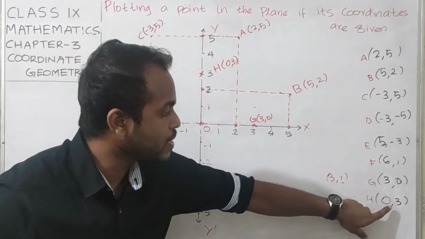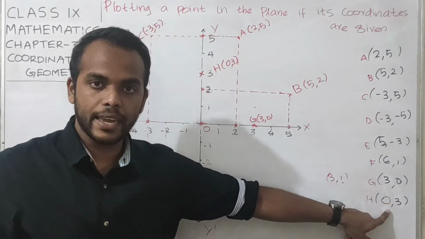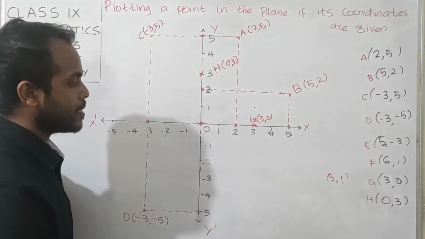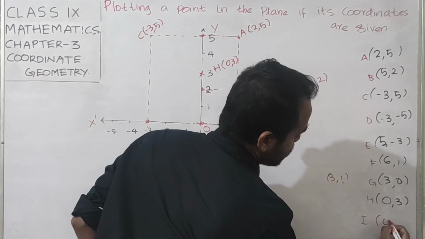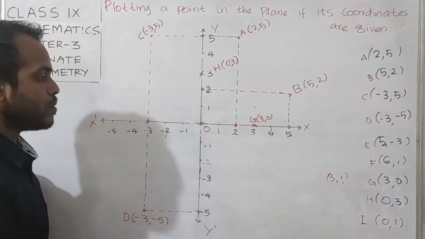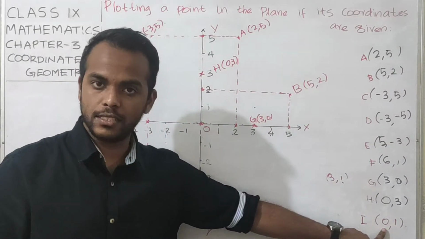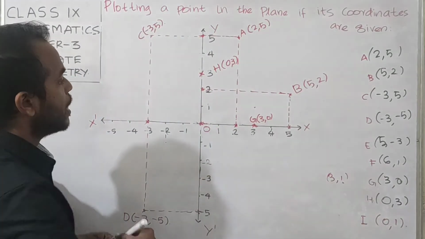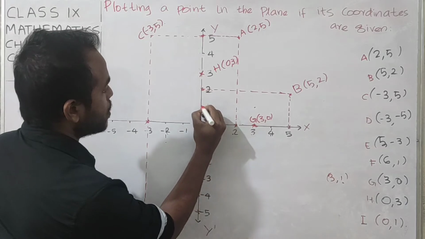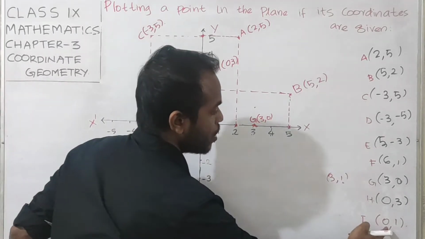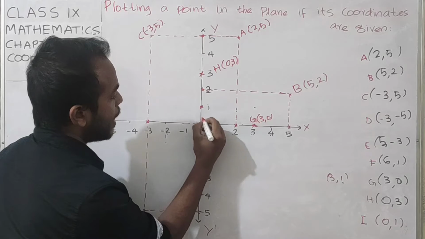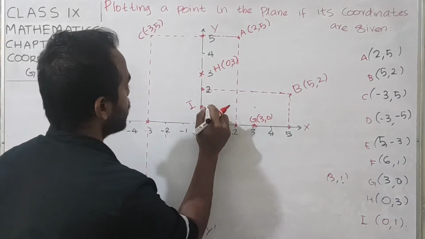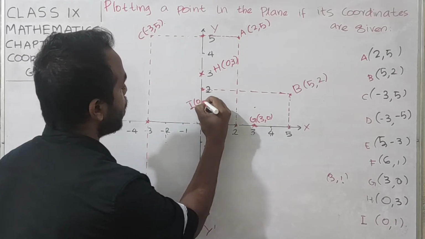And it's clear that if the x coordinate or the abscissa is 0, then that point will be on the y axis. Let's see another example. I (0, 1). How will you do it? In this case, the abscissa is 0 and the ordinate is 1. This is our ordinate axis, and you can see the required point 1 is here and the abscissa is 0. So that is the required point, I, and the coordinates are (0, 1).